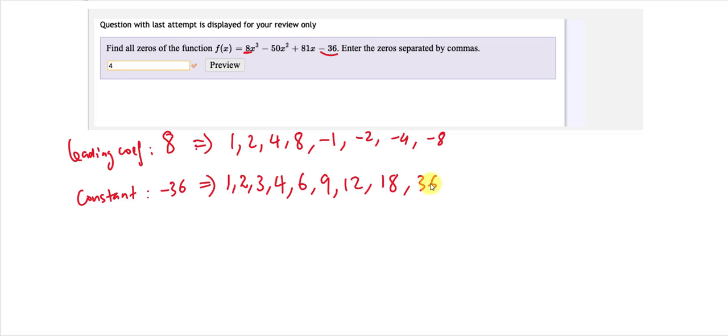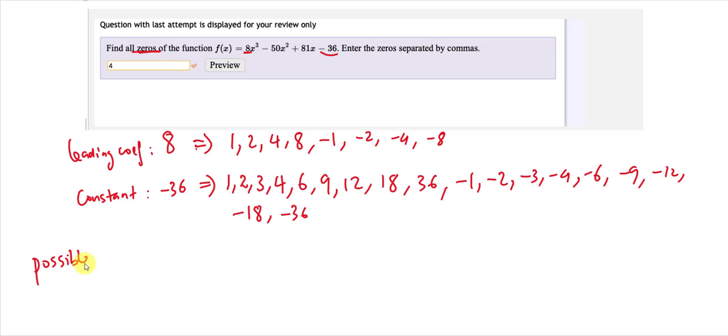Okay, this is the negative of the positive value, and you also need to get the negative value as well. So -1, -2, -3, -4, -6, -9, -12, -18, -36. Okay, and now the rule here is that we don't know the zero of the function, but we know the rule. We can find all the possible solutions or the zero of this function. This is the possible value, possible zero.